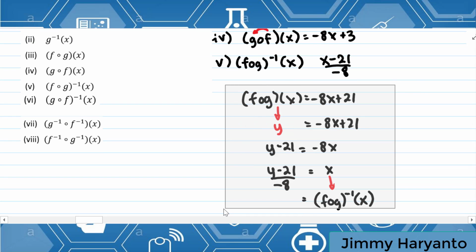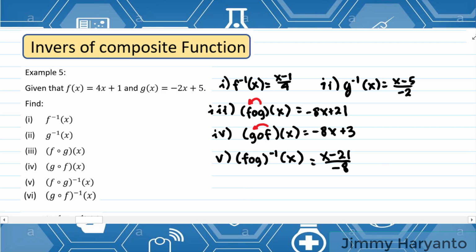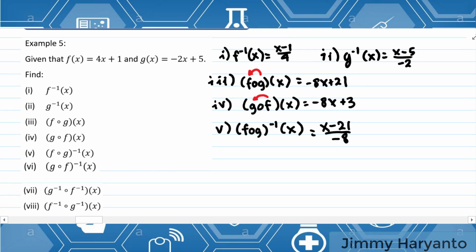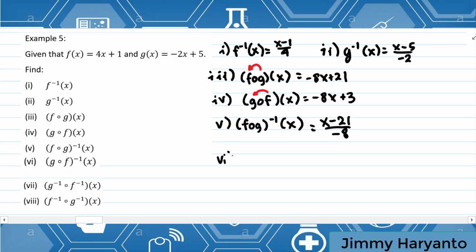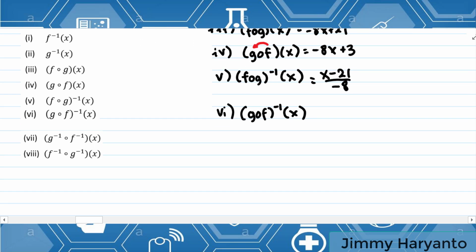Okay, let's erase this one. Delete equals to. Next is 6. Now it's GOF inverse. GOF inverse means you have to find GOF inverse, of course. GOF x equals to negative 8x plus 3.